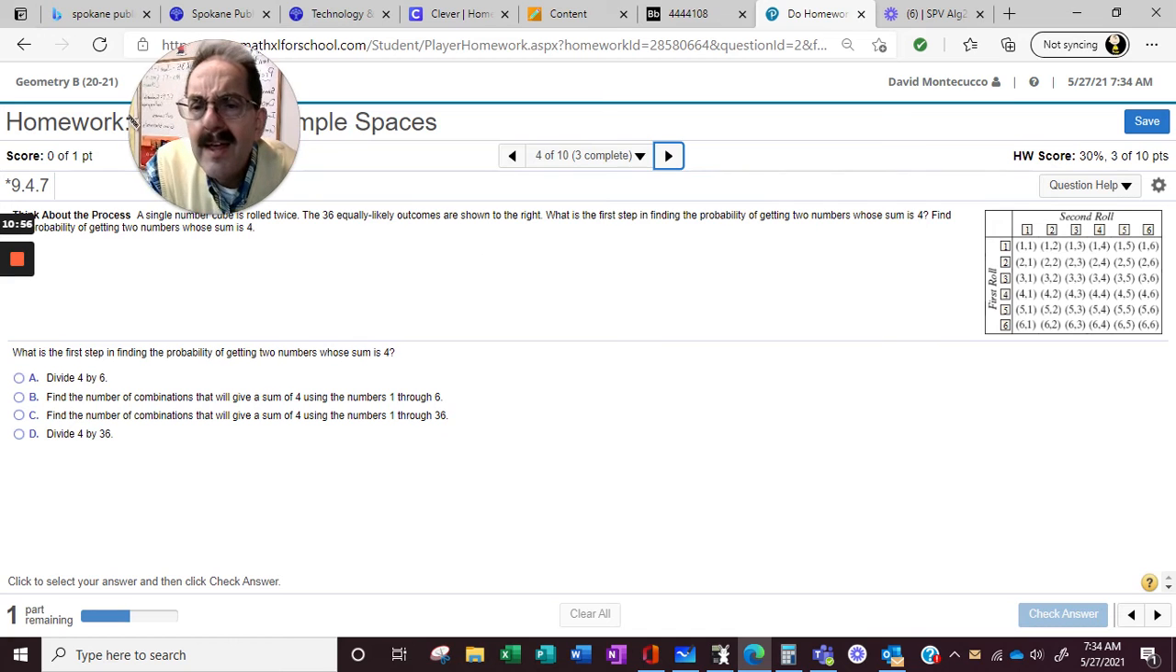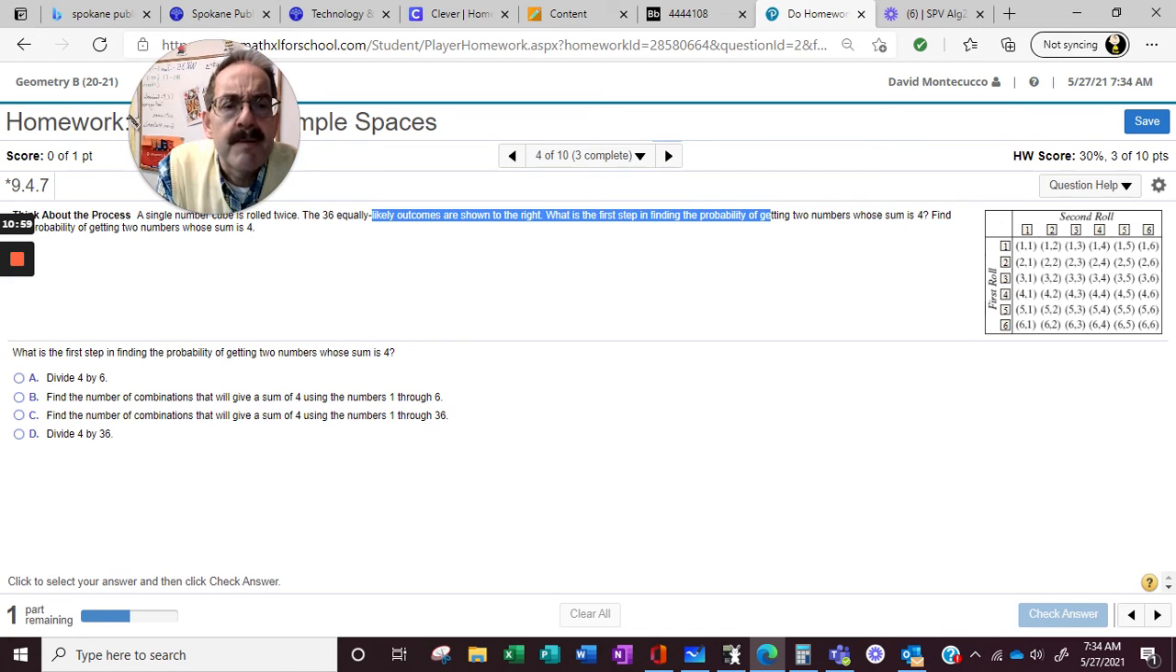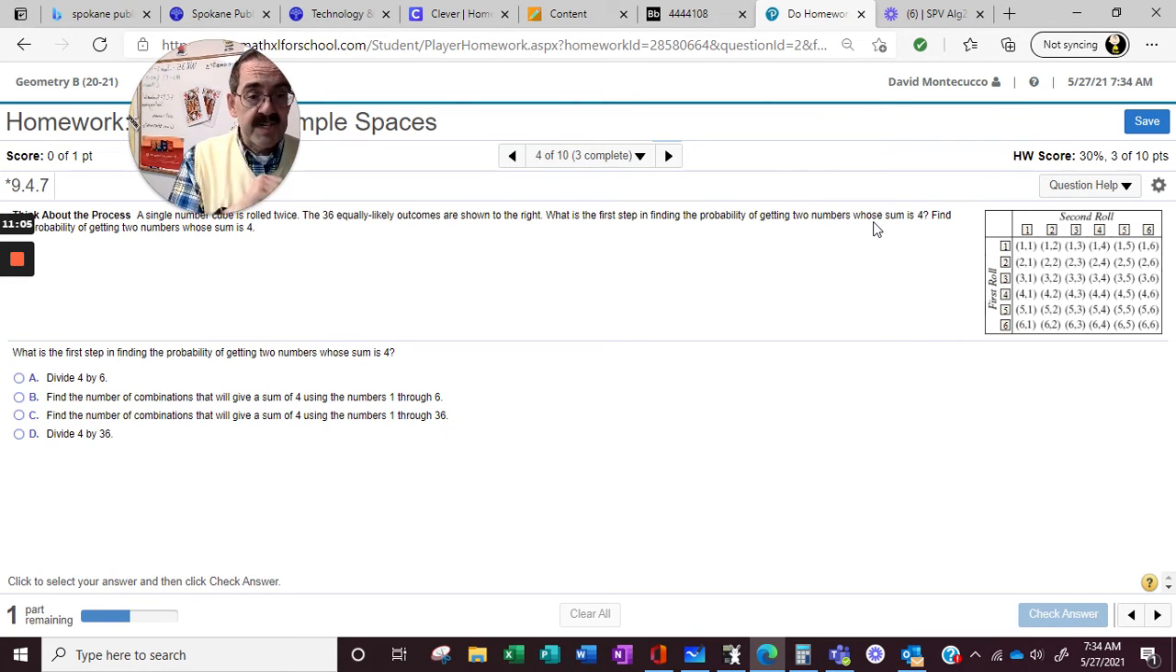Now, 36 likely outcomes. What is the step in finding the probability of getting two numbers whose sum is 4? Now, let's study this. A sum of 4. So the first die, 1. That means the second die has to be a 3. First die is a 2. Second die is a 2. First die is a 3. Second die is a 1. Now study the chart. 3, 1, 2, 2, 1, 3. You see this diagonal line? 3, 1, 2, 2, 1, 3. There's 3 possible ways to get a total of 4.